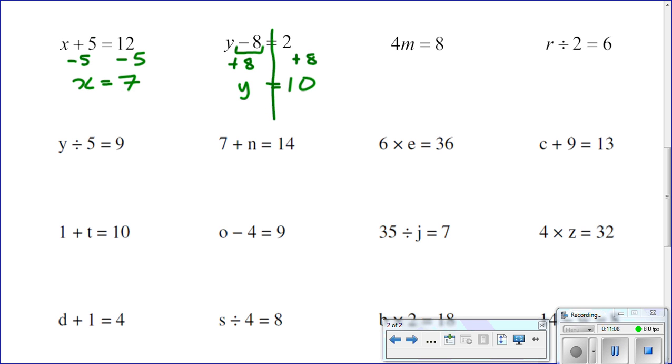4m equals 8, so 4 times m. We're going to do the opposite of times, which is divide. So we're going to divide both sides by 4. m equals 2. Third one, r divided by 2 equals 6. So the opposite of divide by 2 is times by 2. So r equals 12.